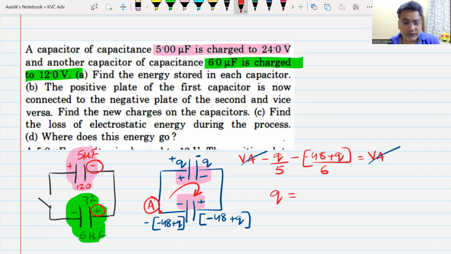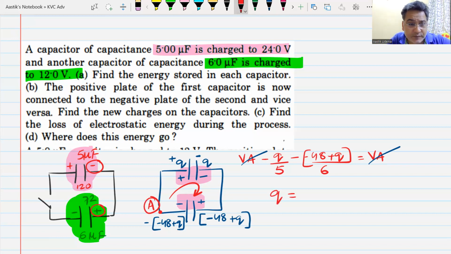Once you get the value of Q, you will know the final charges on each capacitor. From there, you can find out the final energies. And from there, you can find out the heat developed by the formula that I have given. Do we understand this? Yes, sir. So this is how you can solve any question of this type.